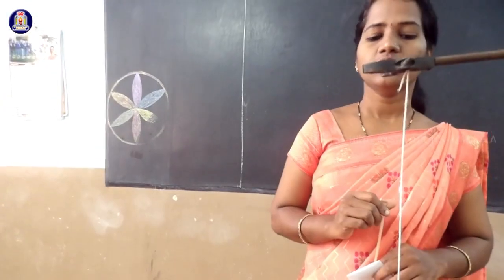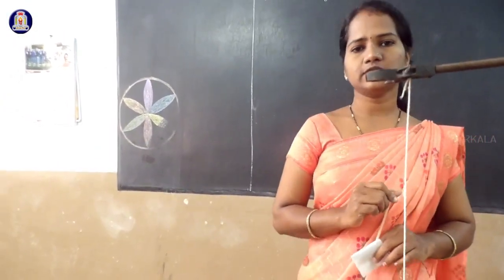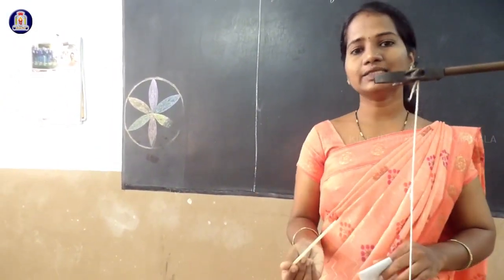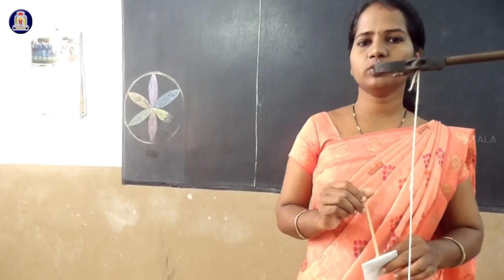Now we'll see one more example of a non-contact force. One more example I have given is electrostatic force. So what is electrostatic force? The force exerted by a charged body on another uncharged body or charged body is called electrostatic force.